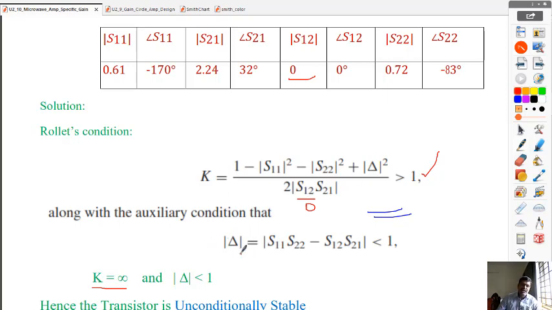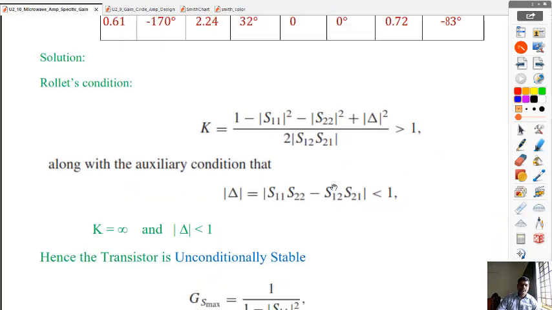Similarly, if we compute the del value by using this expression, since S12 is 0, we have to multiply only S11 and S22. When you multiply S11 and S22, it will definitely be less than 1. Therefore, the modulus of the del value is also less than 1. Hence, the transistor is unconditionally stable.